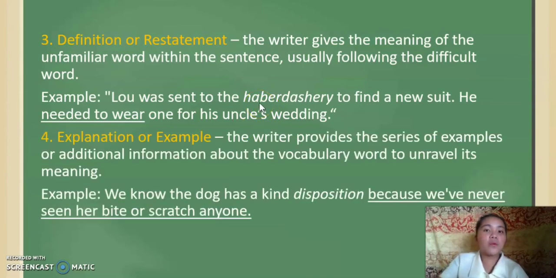So the last one, context clue, is the explanation or example. The writer provides a series of examples or additional information about the vocabulary word to unravel its meaning. Example here: we know the dog has a kind disposition because we've never seen her bite or scratch anyone. So the unfamiliar word here is disposition, and the context clue is because we've never seen her bite or scratch anyone. So it is an example from the word because it is an example. Okay?